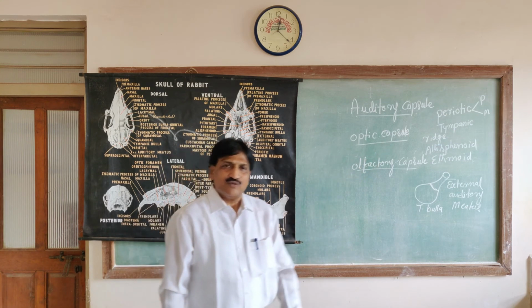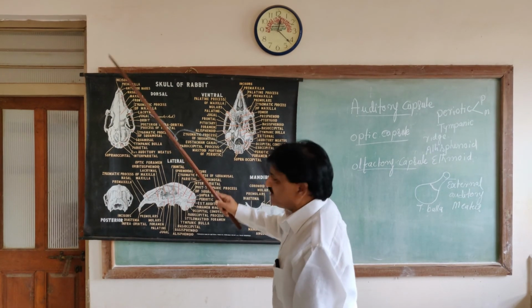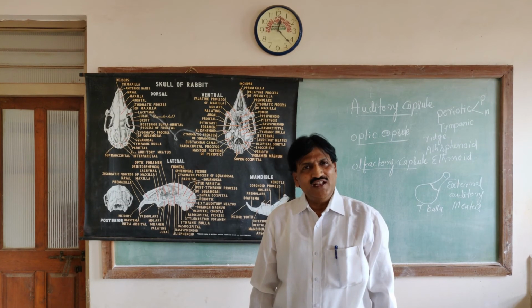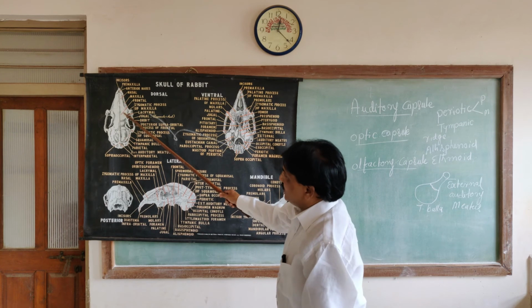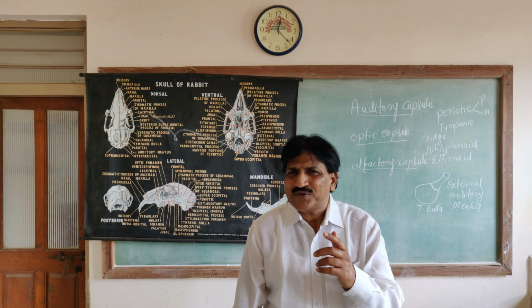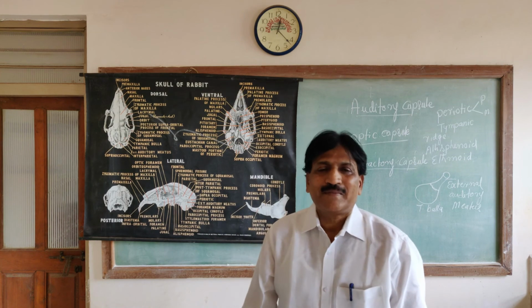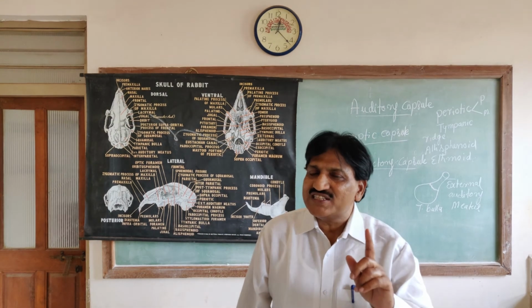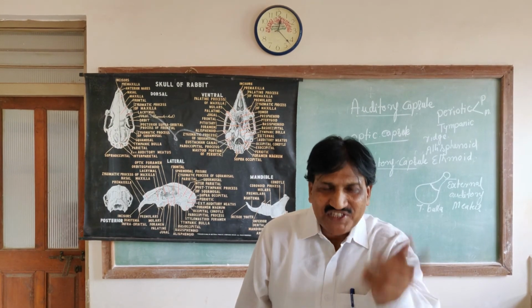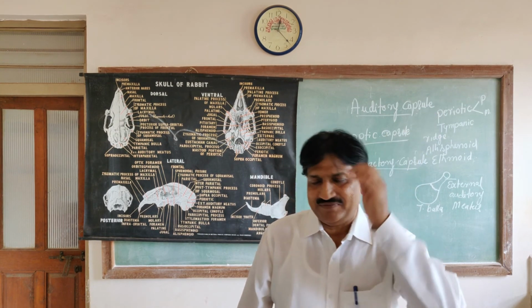Olfactory capsule, once again the position. Present where? In front of the frontal segment. Olfactory capsule is concerned with the sense of smell. Auditory capsule is concerned with the organ of hearing. Optic capsule is concerned with the organ of sight. Olfactory capsule is concerned with the sense of smell.